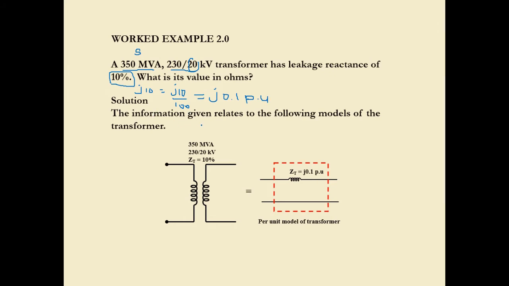Solution: the information given relates to the following models of the transformer. We have 350 MVA, and the voltage ratio 230 down to 20 kV. We have the ZT, the transformer impedance, of 10%, and now we convert into the per unit model of the transformer. Look at this one, this is what I have explained above.